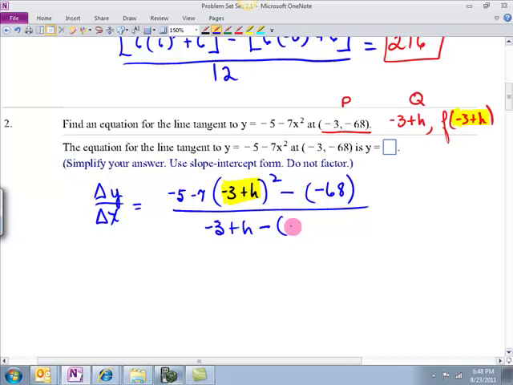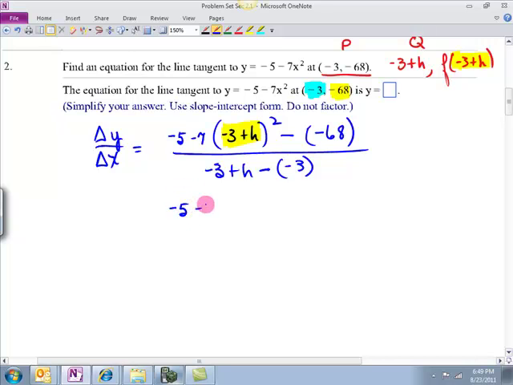Minus what? Negative 3. Here's the x value. Like, here's an x value. Here's a y value. And so on the top, we've got minus a negative 68, and on the bottom, we've got minus a negative 3. And that's just the slope formula using these points here. All right, so let's go ahead and work that out.